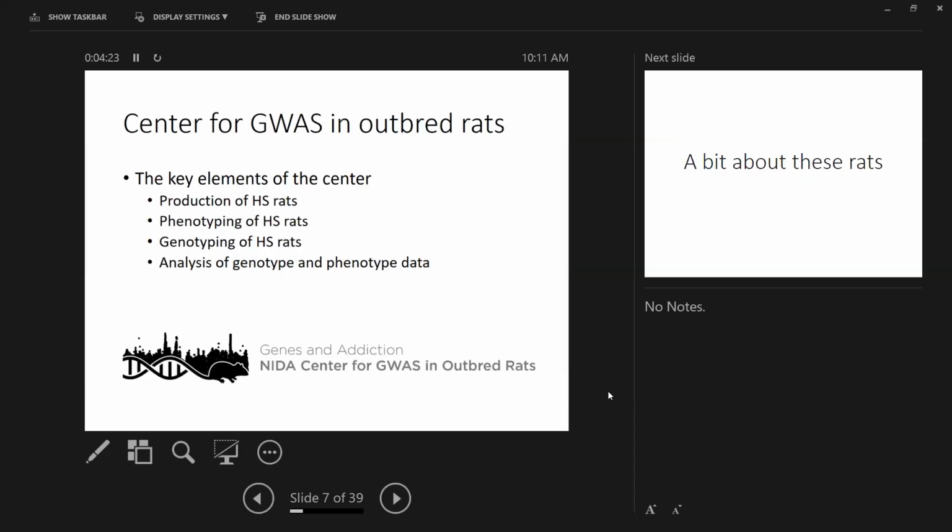And so the key elements of the center, which I'll describe on the following slides: we can produce these rats, HS rats. I'll tell you about these rats. They're kind of special rats that we produce and distribute to different people. The people we distribute them to phenotype them, which is to say they measure things about those rats, okay? And then we here in San Diego genotype them. So we get tissue samples, typically from the spleen, but it could in principle be any piece of tissue from the animal. And we extract DNA from that.